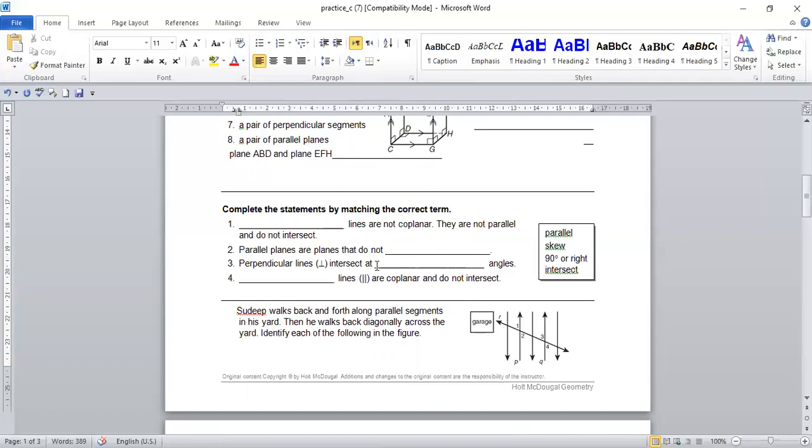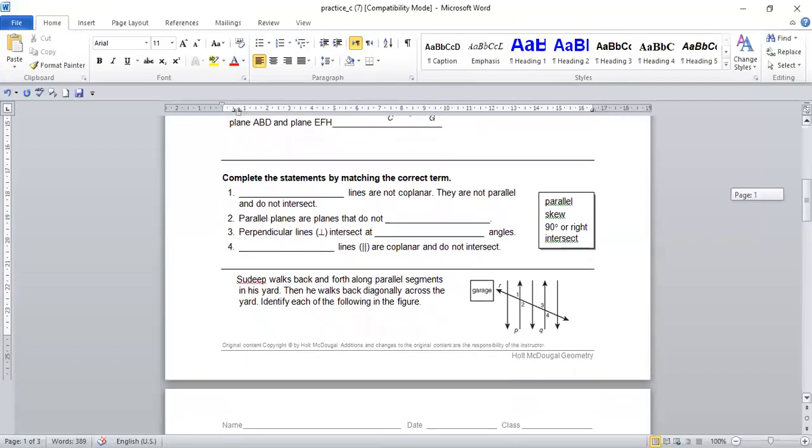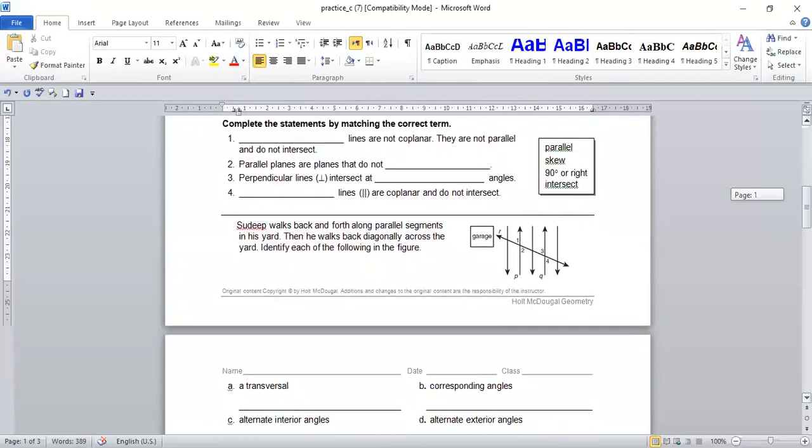Perpendicular lines intersect at 90 degrees or right angles. Now, dashed lines are coplanar and do not intersect. They have already given you the symbols of the line. So parallel lines are coplanar and do not intersect. I just kept it easy because it's the first lesson.